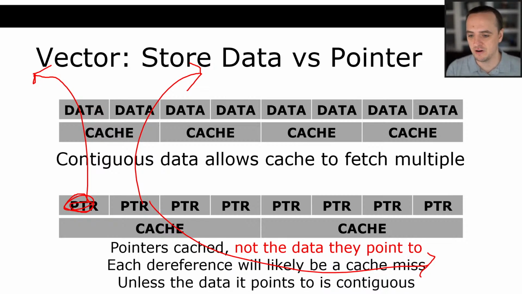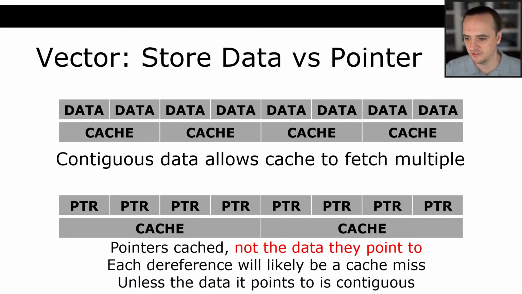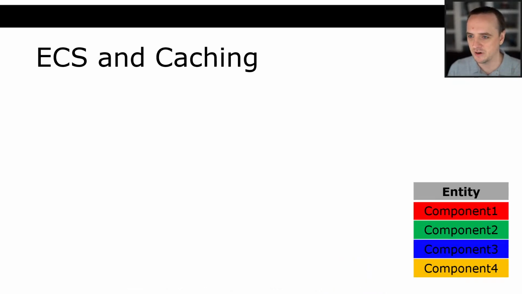And so here's a big trade-off. I got to get rid of these marks. And the trade-off is, if we want to move data around inside a vector faster, we would want to store pointers. But if we want more cache-friendly stuff in the vector, we want to store data. Okay, so that's just another trade-off. Everything is trade-offs. Let's talk about our ECS system and caching and what we can do with ECS.